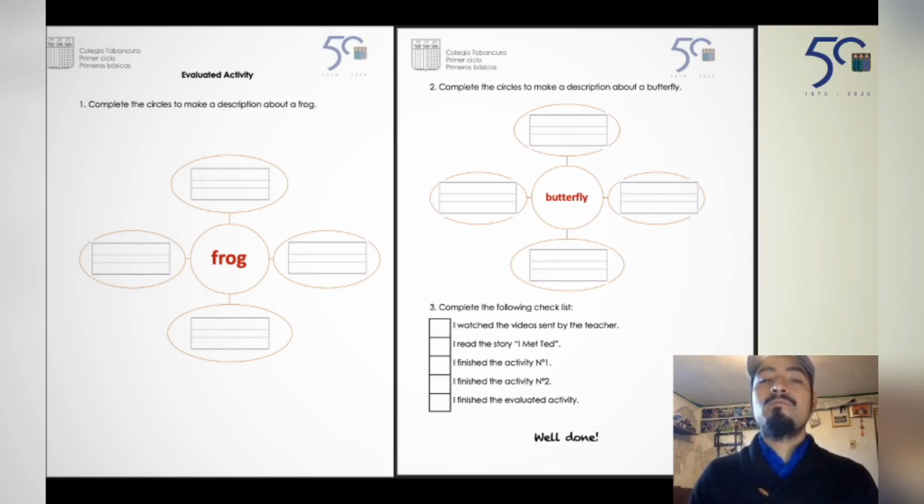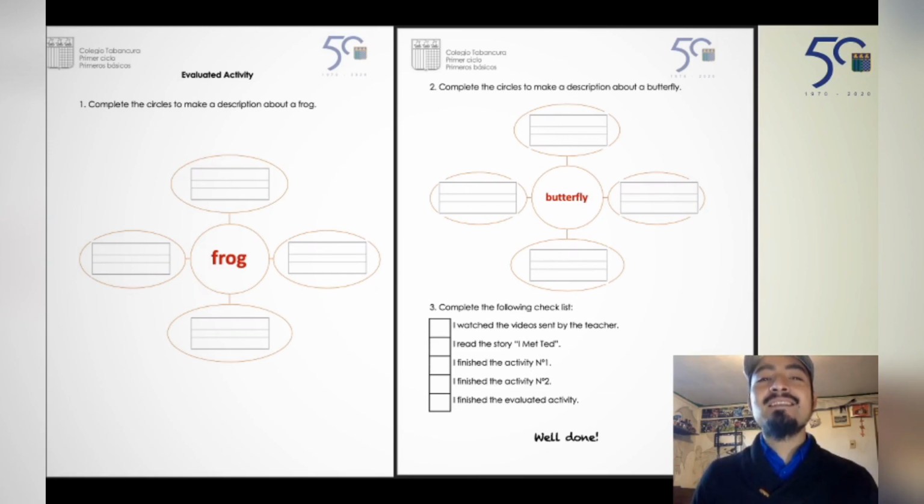Finally, number 3, complete the following checklist. It says, I watched the videos sent by the teacher. I read the story I Met Ted. I finished the activity number 1. I finished the activity number 2. I finished the evaluated activity. If you did all of these activities, you can check it with a pencil. And that's it. Well done.